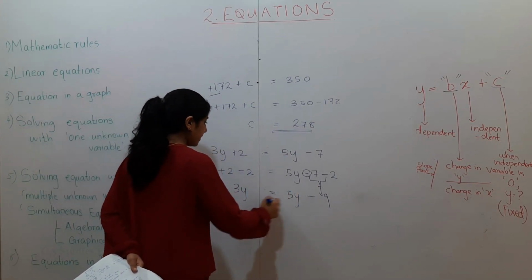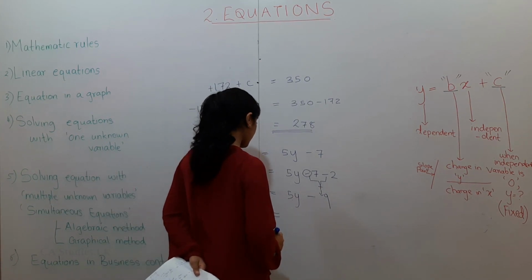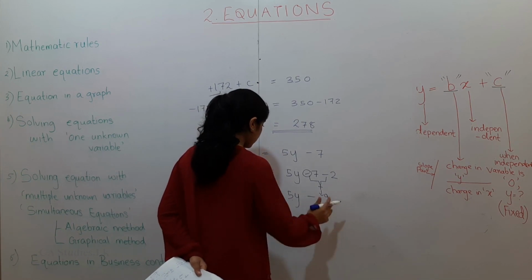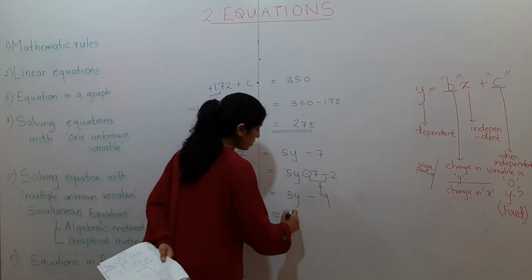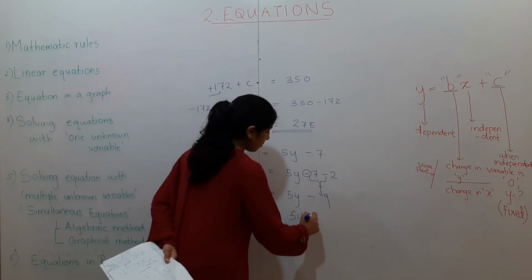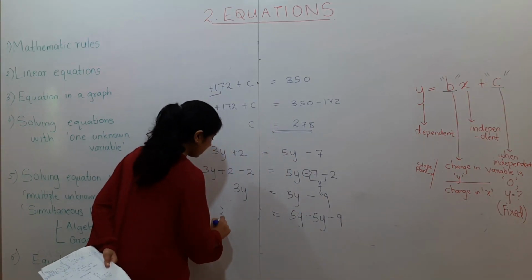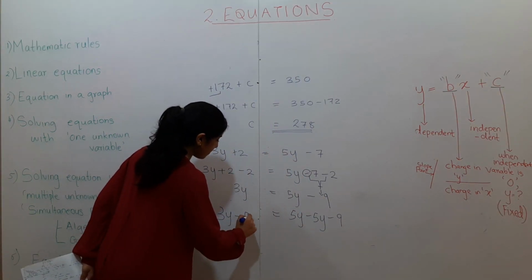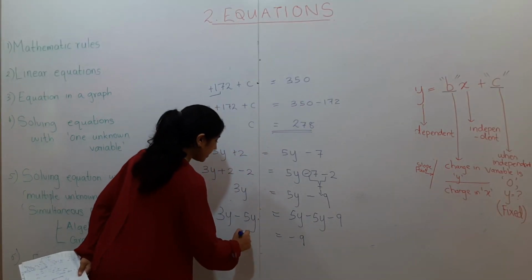Now I want to bring 5y here. So I have to bring it here, I mean not keep it there, so I have to remove it off. So minus 5y on both sides. Here it will be 3y minus 5y, and here it will be minus 9. So it will be minus 2y.